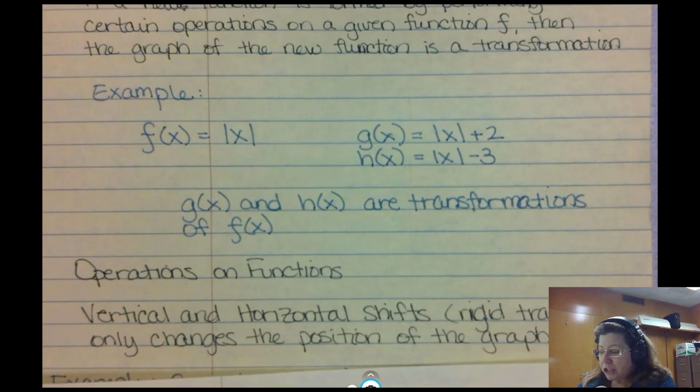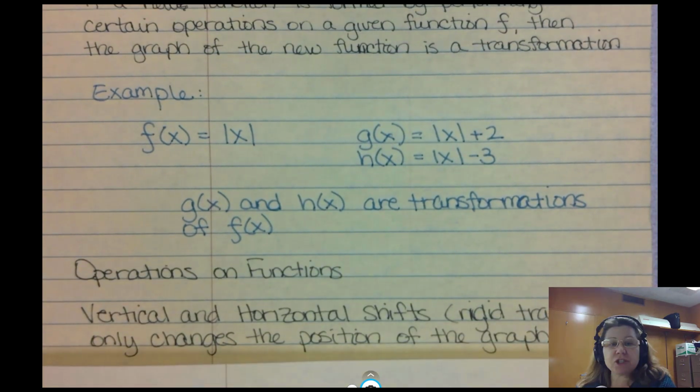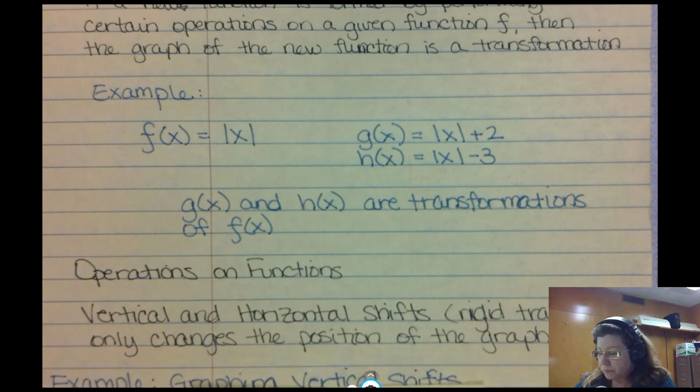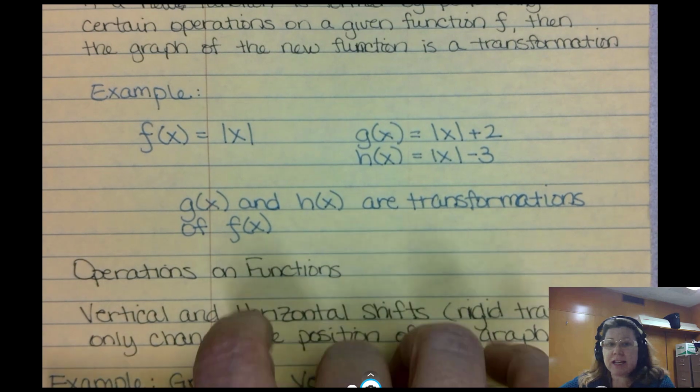Now there are a couple operations that we're going to focus in on. The first two are going to be a vertical and horizontal shift. These are rigid transformations. They don't change the look or the structure of the function itself. It just moves the function to a new location on the graph by shifting it either vertically up or down or horizontally right or left. So let's look at an example.